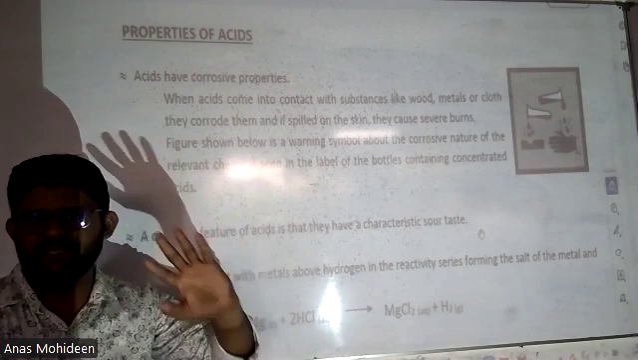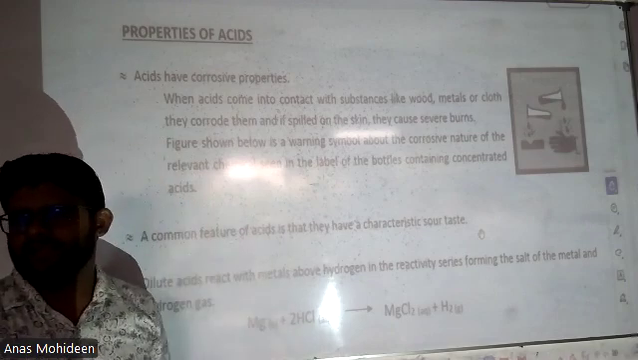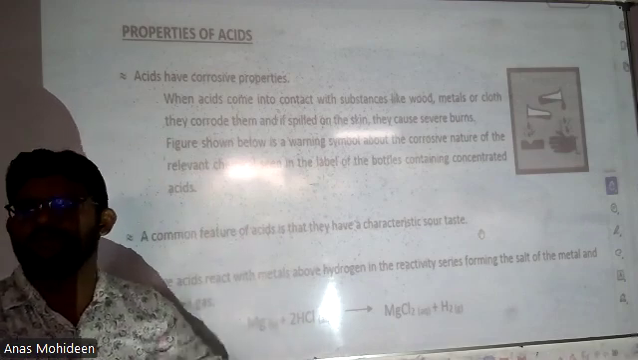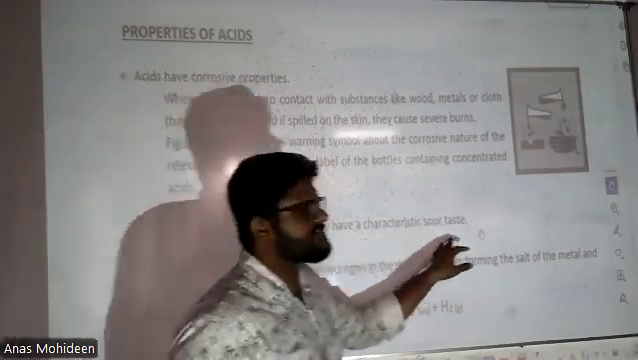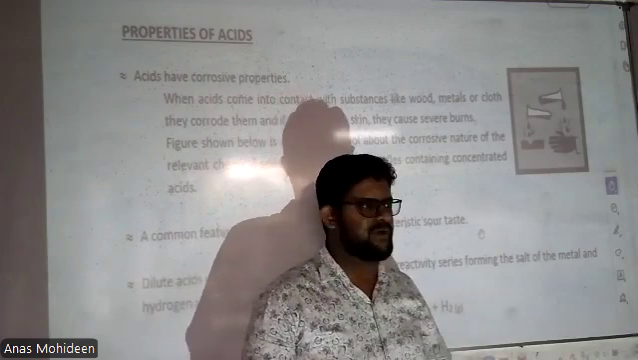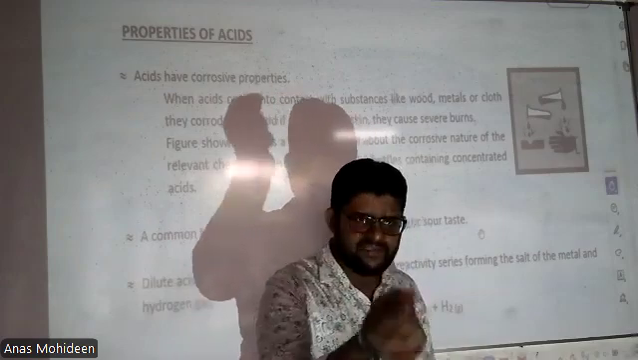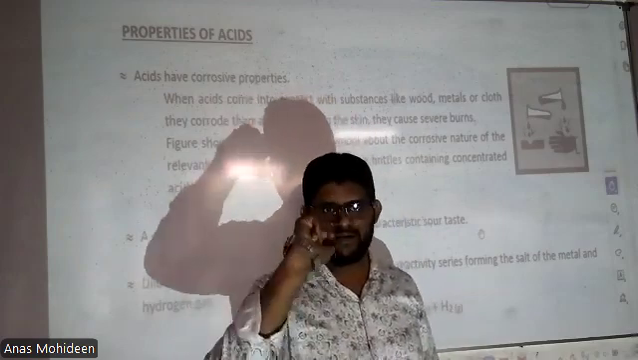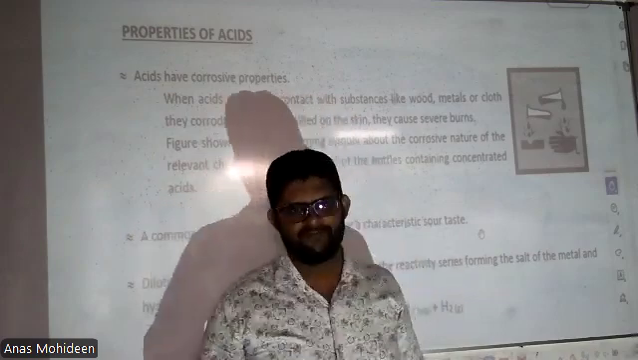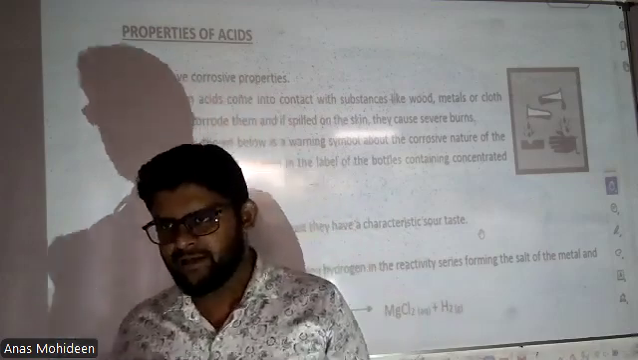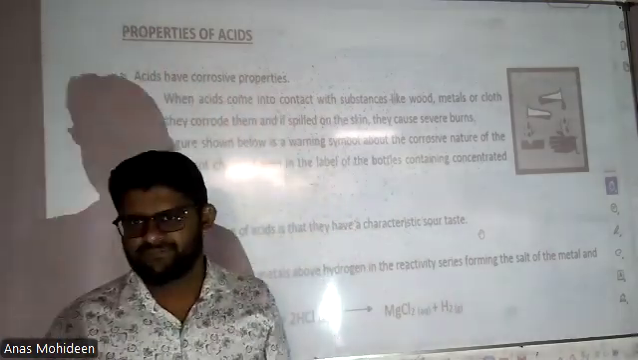So, first property, acids are corrosive. They do have a corrosive property, burning. Second one, they have a characteristic sour taste. If you don't know that taste, go home, take some vinegar and put a bit on. Not to drink, don't drink that, it becomes a problem. Take a bit and a slight sour taste will be there. But make sure it is vinegar, not anything else.